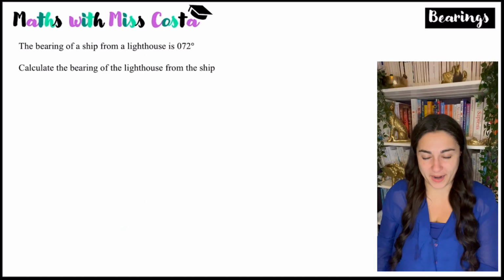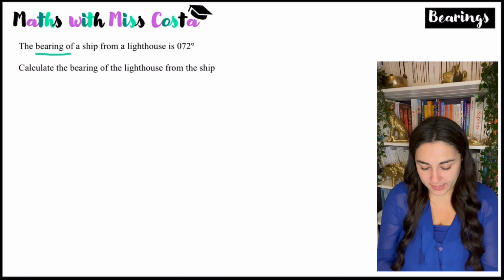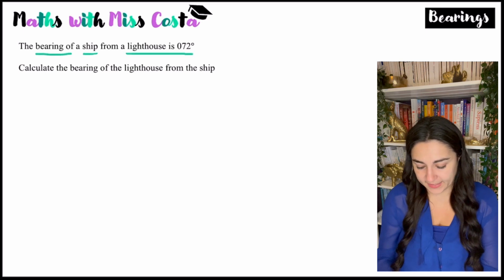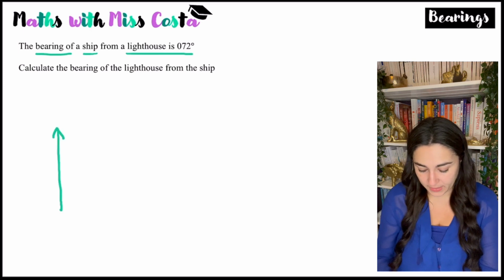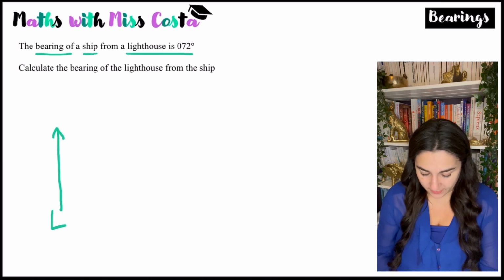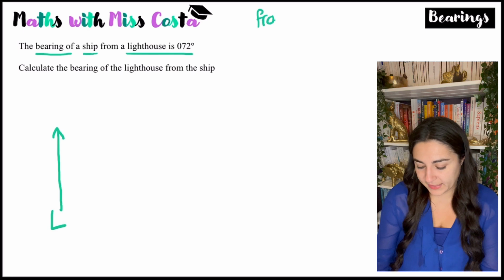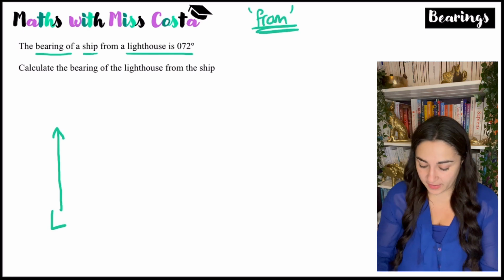Okay, so here I've got a bearing question. I'm told that the bearing of a ship from a lighthouse is 72 degrees, or 072. So the bearing of a ship from a lighthouse. I'm going to just draw my little lighthouse here. Remember, the rules of bearings are you always start from where it says from. So I'm going to start from the lighthouse.